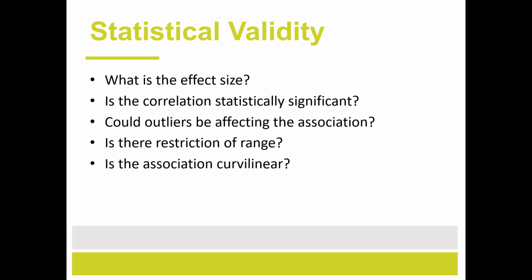When considering the statistical validity of an association claim, you need to consider the effect size and statistical significance of the relationships, whether there are any outliers, was there a restriction of the range, and the possibility of a curvilinear relationship. Let's discuss in more detail each of these questions.